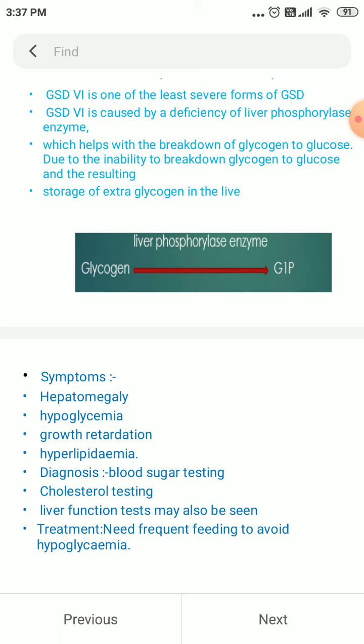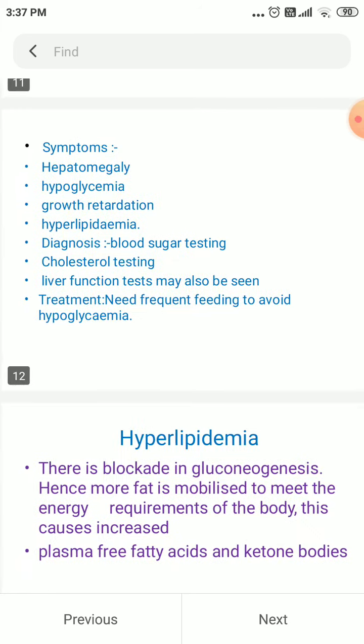So we have to maintain the blood sugar level in a normal condition. We have to feed the patient with glucose, or else we will end up with a hypoglycemic condition. That is very dangerous.